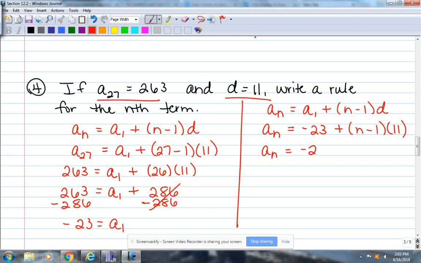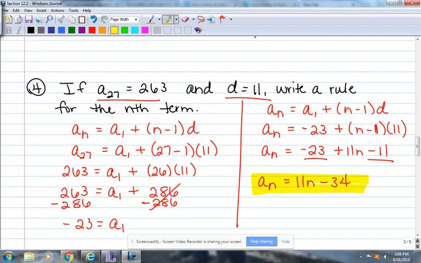So a sub n equals negative 23. 11 times n is 11n. And what's 11 times negative 1? Minus 11. Very good. And negative 23 minus 11 is what? Very good. So my rule is a sub n equals 11n minus 34. That's my rule. So when you don't know your leading term, your first term, that makes it a little bit longer process to find your rule. Okay, and that's all we had to do on that one was write the rule. They didn't want a special term. They just wanted the rule.